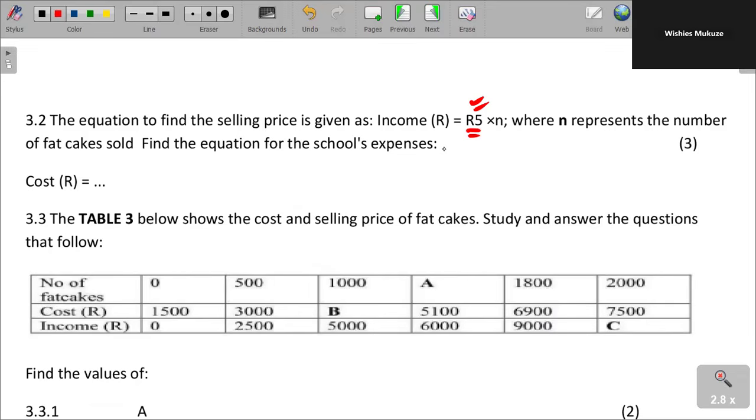Find the equation for the school expenses. So now, in this case, for the school expenses, we can calculate this as the cost in rent. The equation for school expenses, find the equation for school expenses.